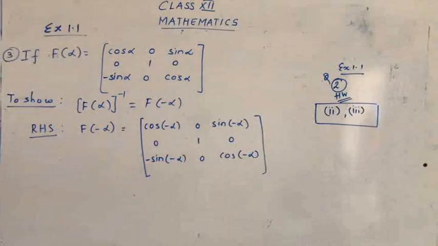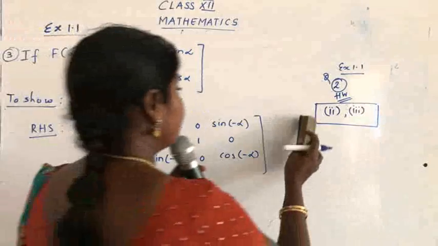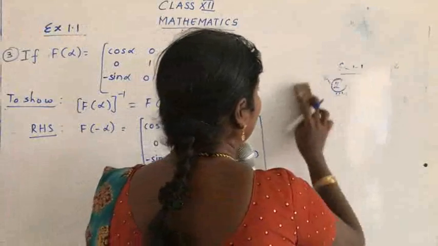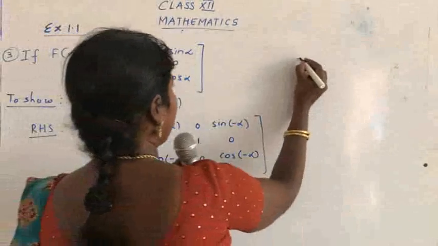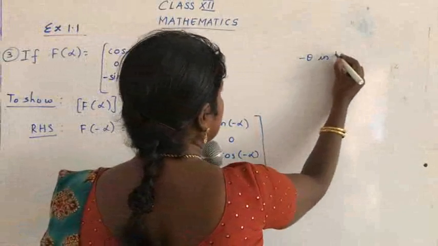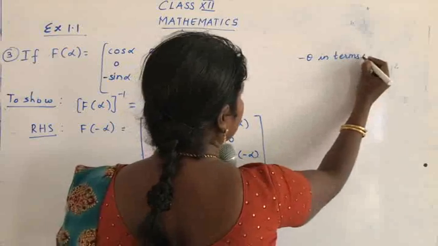We have just changed alpha in terms of minus alpha. I hope this is clear to you. Now what we are going to do is, we are just going to recollect the things that we have done in our 11th standard in topic trigonometry. So we have some conversions over there. That is, how to write minus theta in terms of theta.